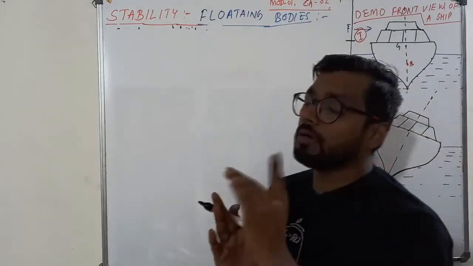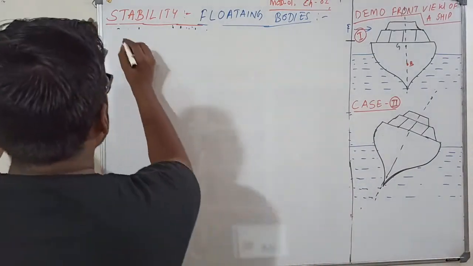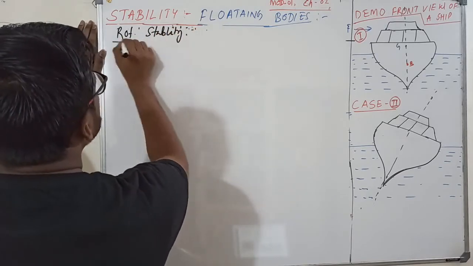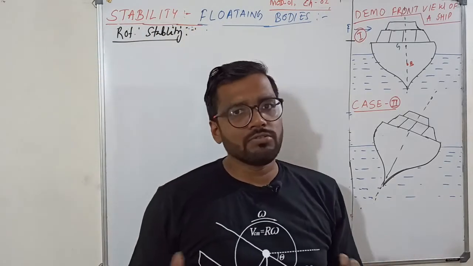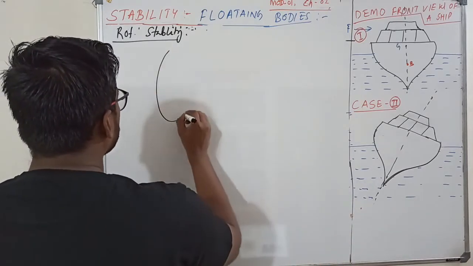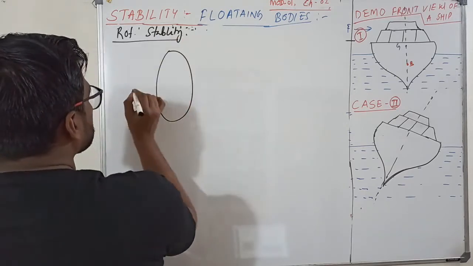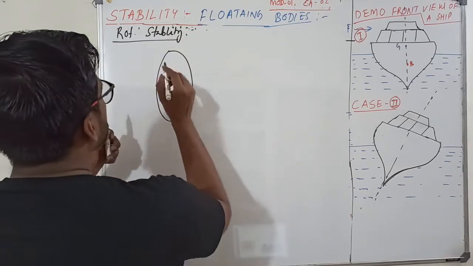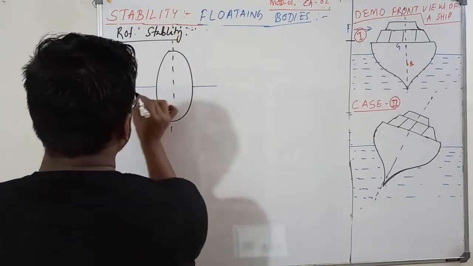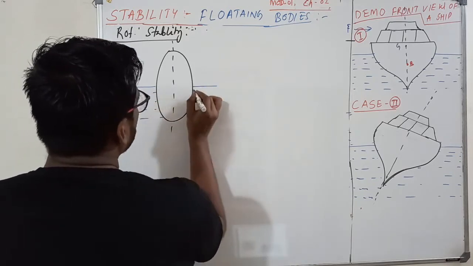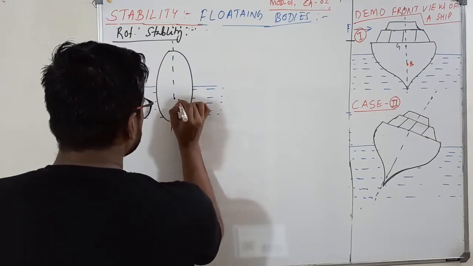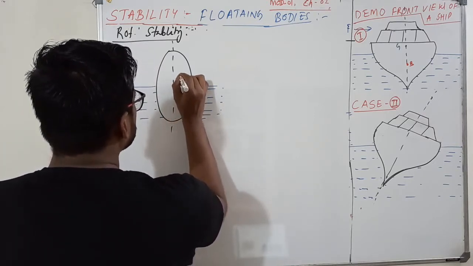So now let us talk about the rotational stability of your floating body. In the submerged case, for ease of understanding, we took a circle case. Now, for ease of understanding, I am taking some shape like this. So here this is the line of action, correct? And yes, it is floating. Some portion is below the water, some portion is above the water. Let us say this is your center of buoyancy B and this is your centroid G.